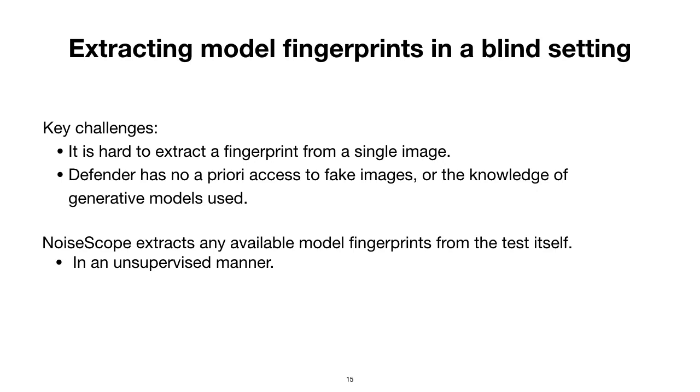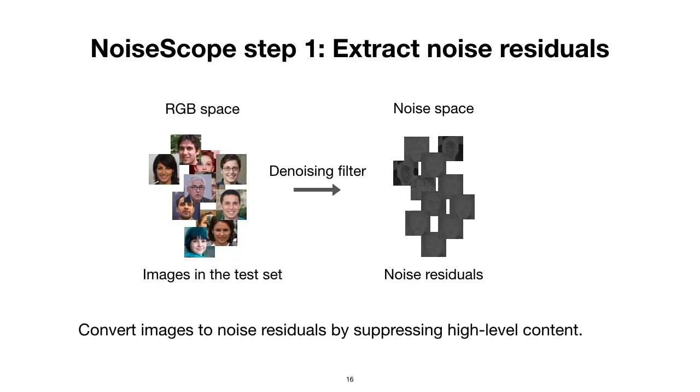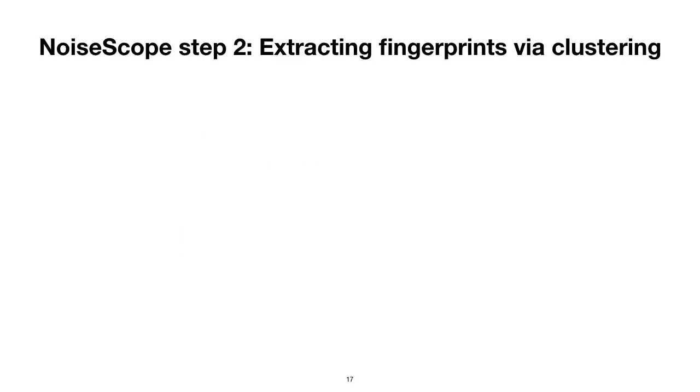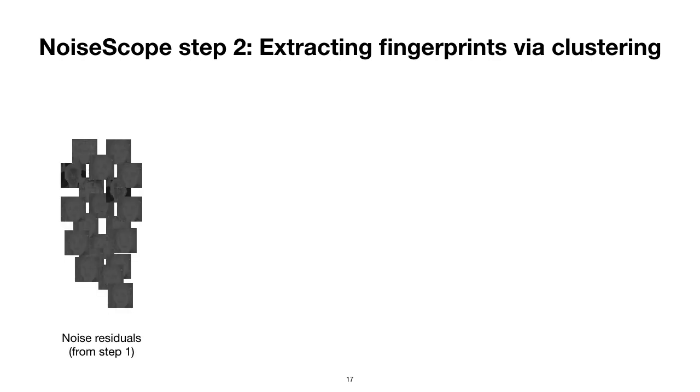Now, let's get into understanding the NoiseScope detection pipeline. In the first step, we extract the noise residues for each image in the test site. The second step is to extract any available fingerprints, be it model or device, from these residue images. From step 1, we have a set of residues. We start by grouping residues that have a high correlation into clusters, as they are likely to come from the same source. However, it is hard to directly group residues, as they contain random noise that affects correlation.